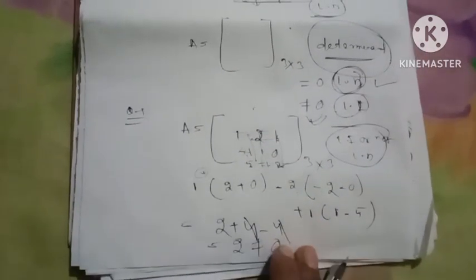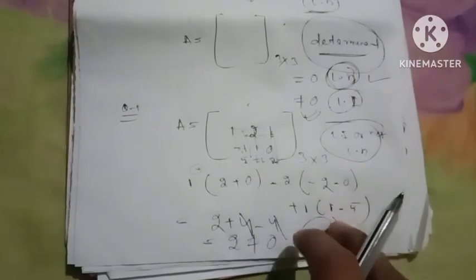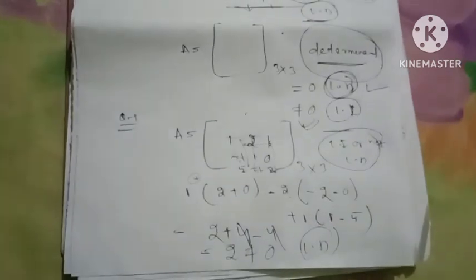It is clear that 2 is never equal to 0, so the determinant is not 0. So the vectors are linearly independent.